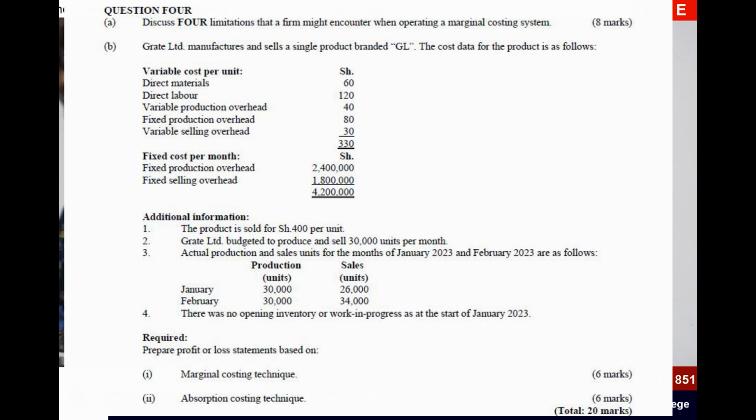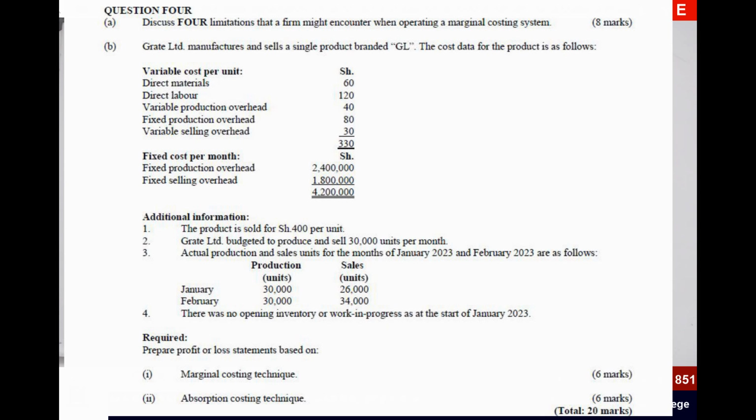Then additional info, a good examiner is telling us in note 1 that the product is sold for 400 per unit. Great Limited budgeted to produce and sell 30,000 units per month. The actual production and sales units for the months of January 2023 and February 2023 are as follows. Then we are told in note 4 that there was no opening inventory of work in progress at the beginning of the period, making our work much easier. Required: you're supposed to prepare profit or loss statements based on the marginal costing technique and the absorption costing technique.